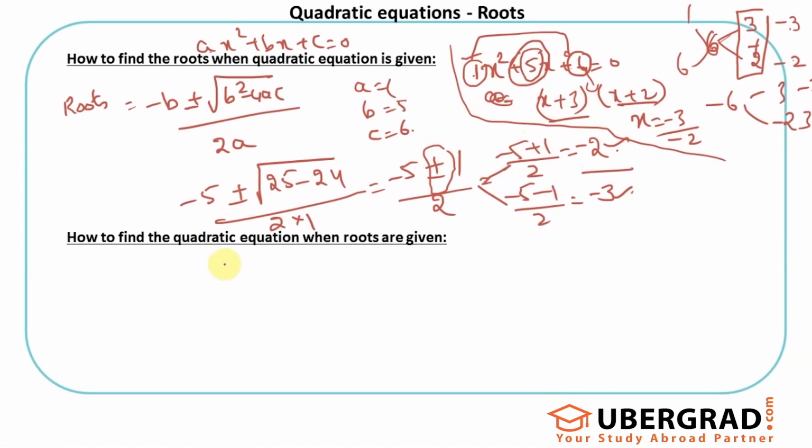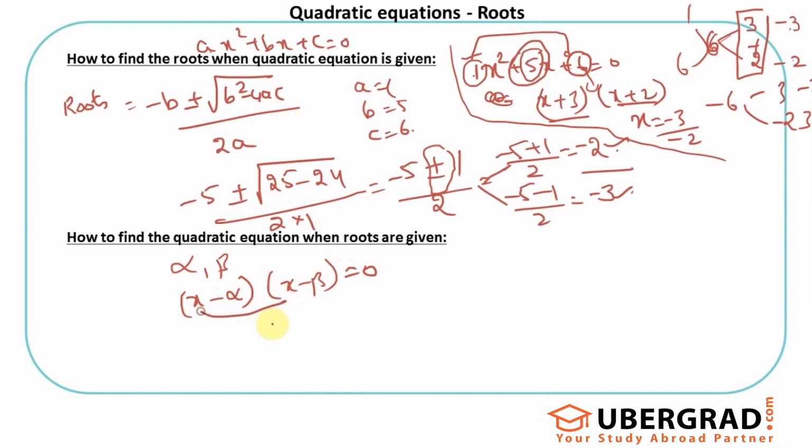How to find the equation when the roots are given? Let's say the roots are alpha and beta. If I give you the roots, for example minus 2 and minus 3, how do you write the equation? If I give the roots as alpha and beta, all you need to do is, the expression will be x minus alpha into x minus beta. This is the quadratic equation for which the roots are alpha and beta.